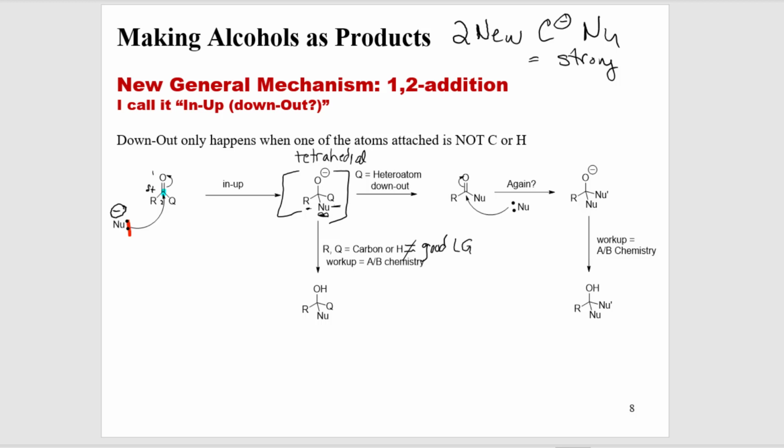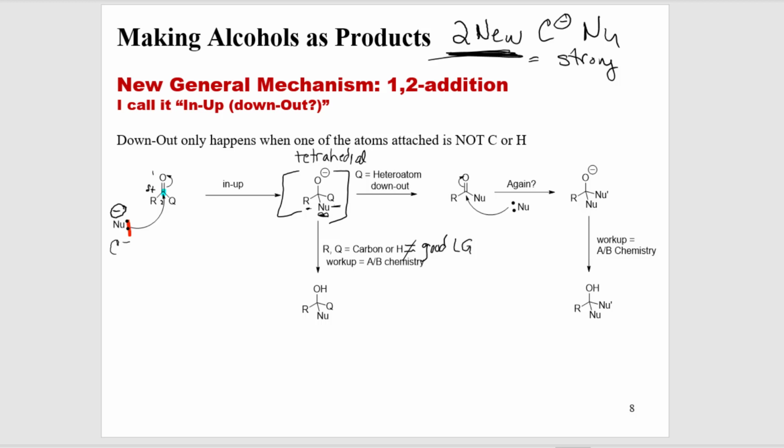So you can't take them off. Carbons and hydrogens are not good leaving groups. So once they're there, they're not going to come off. So if our new nucleophile, which I told you we're concentrating on, is also a carbon, I'm putting another carbon on. Carbons are not good leaving groups. So therefore, everything I put on stays on.